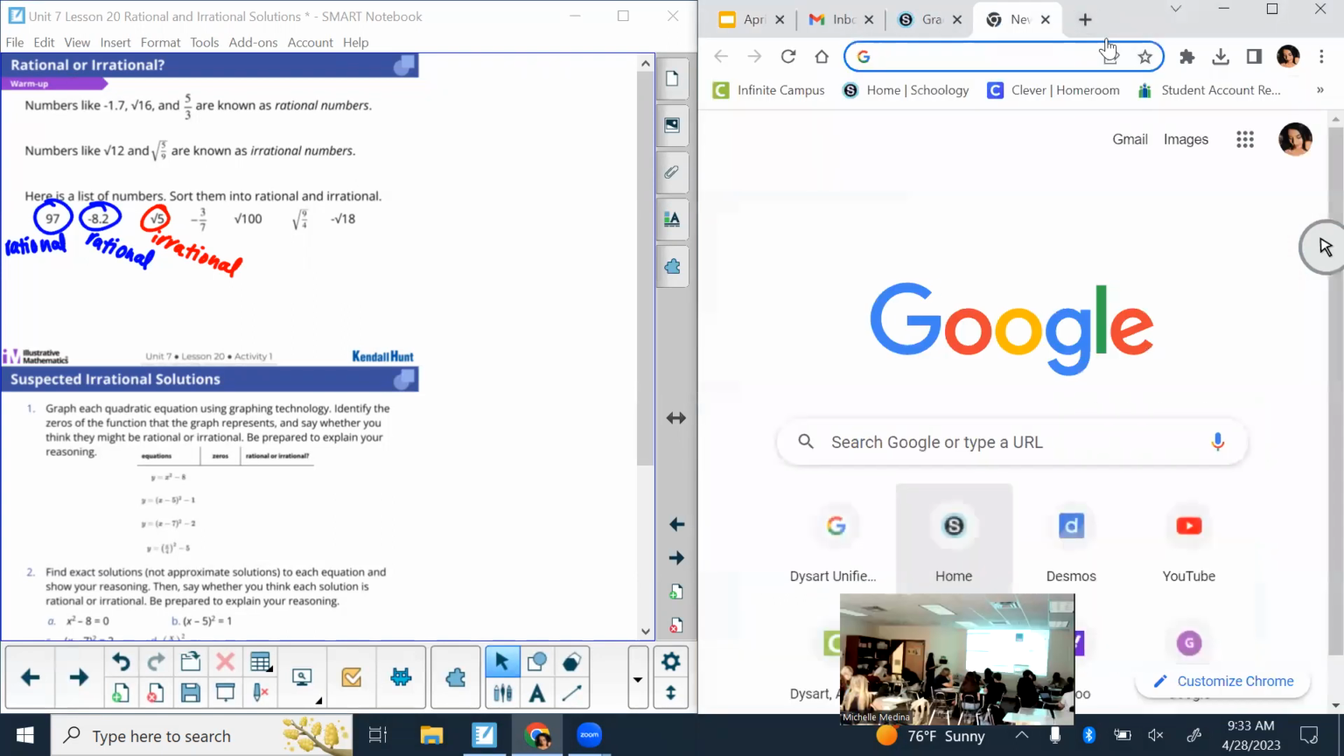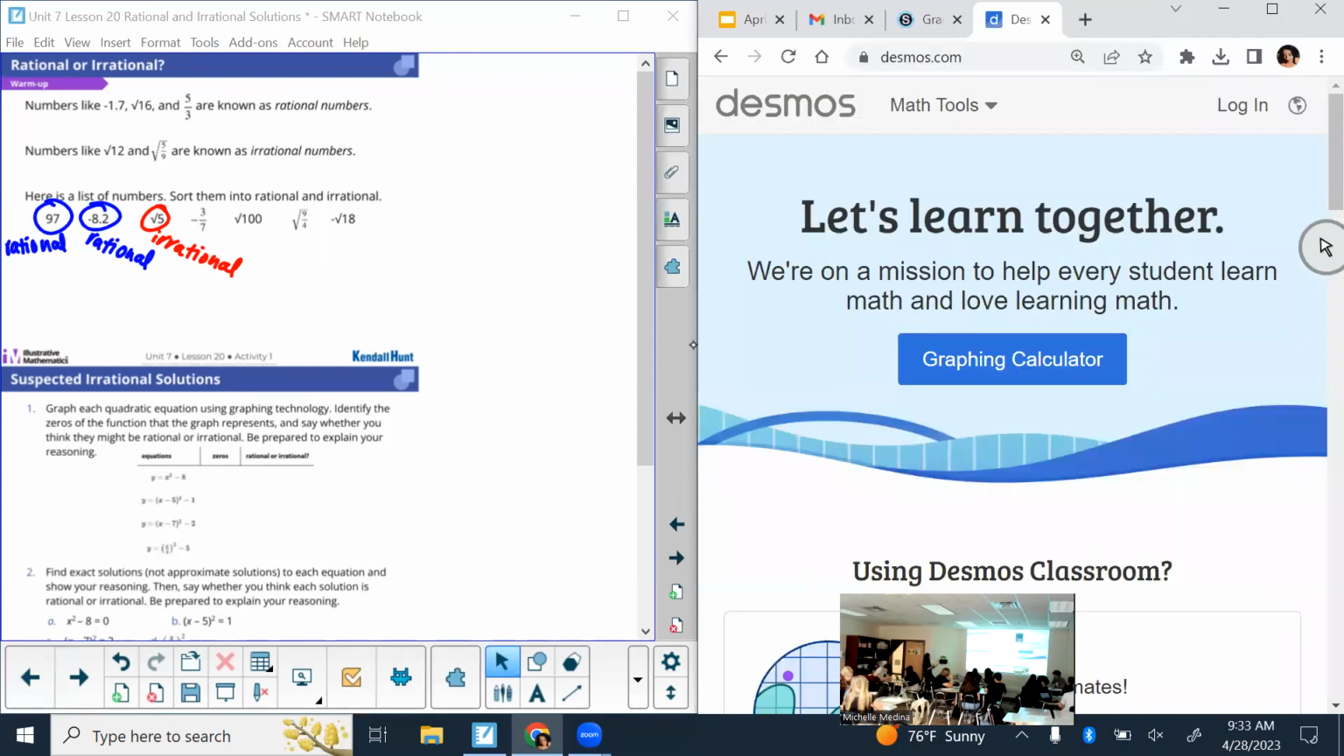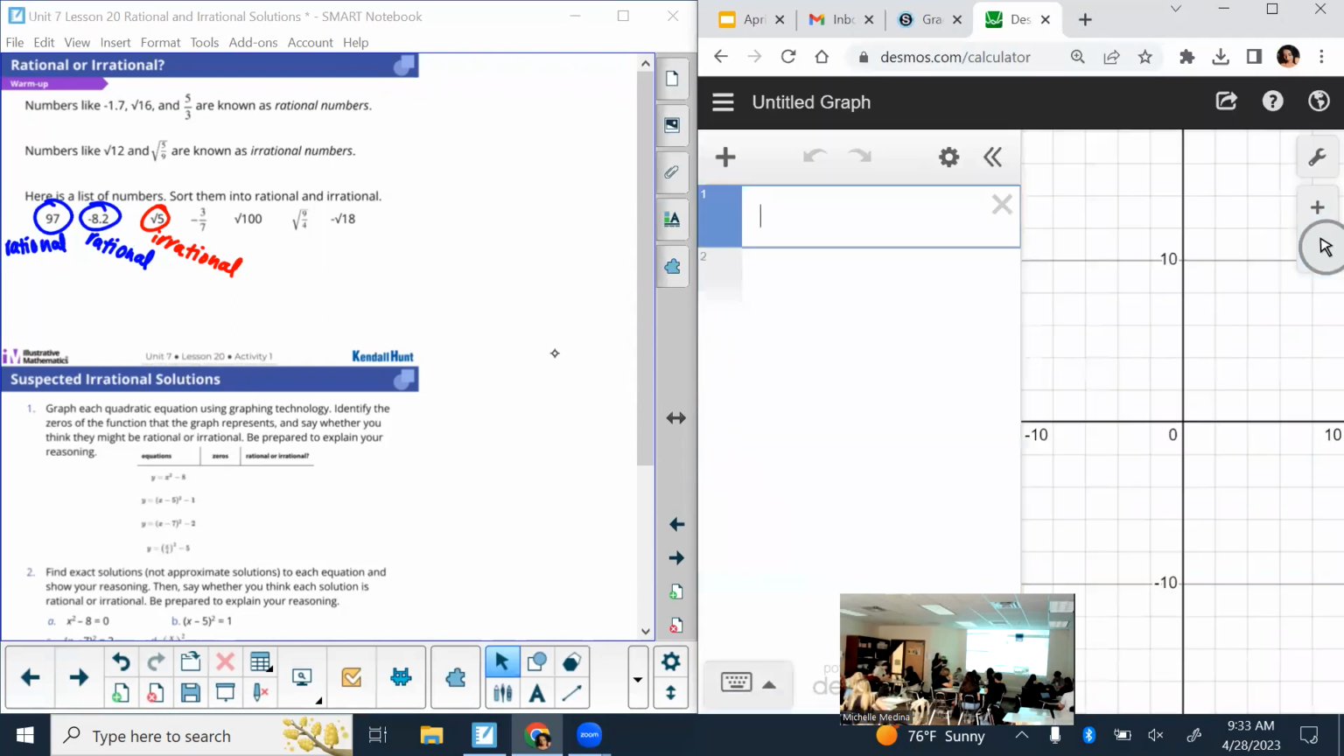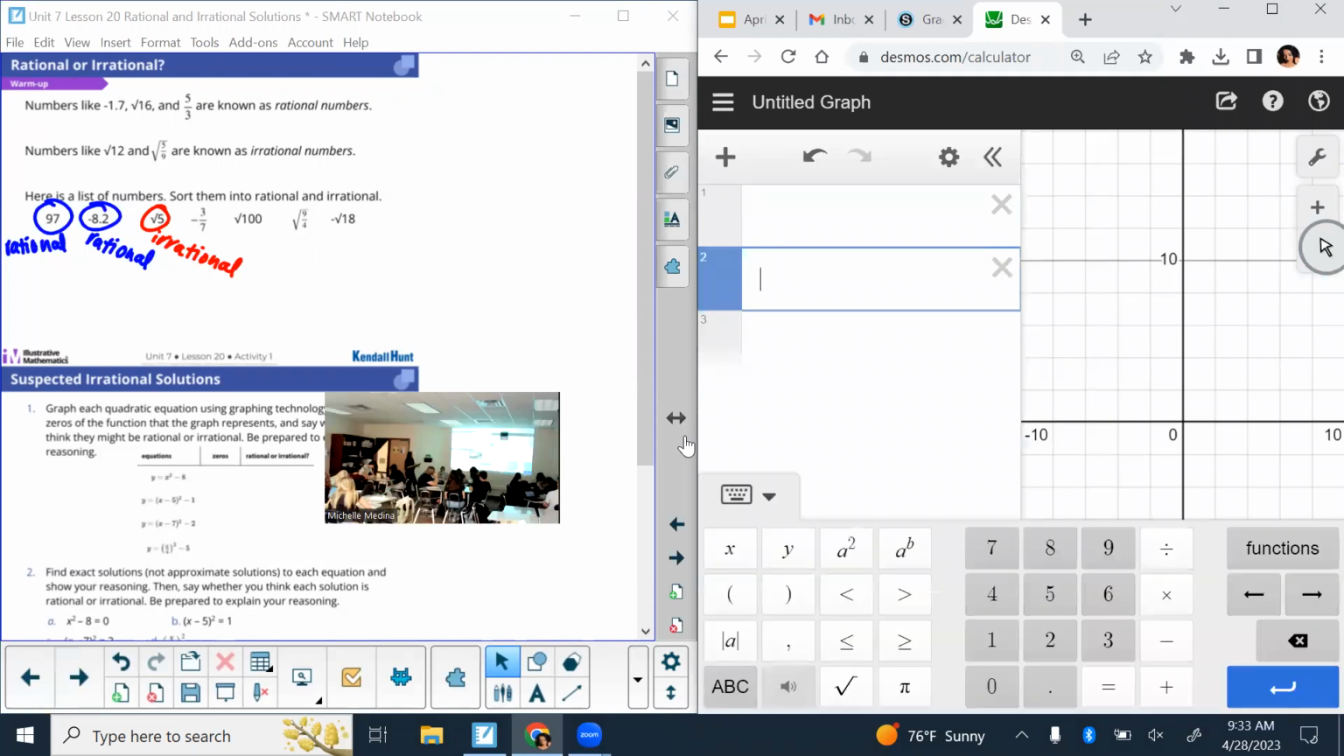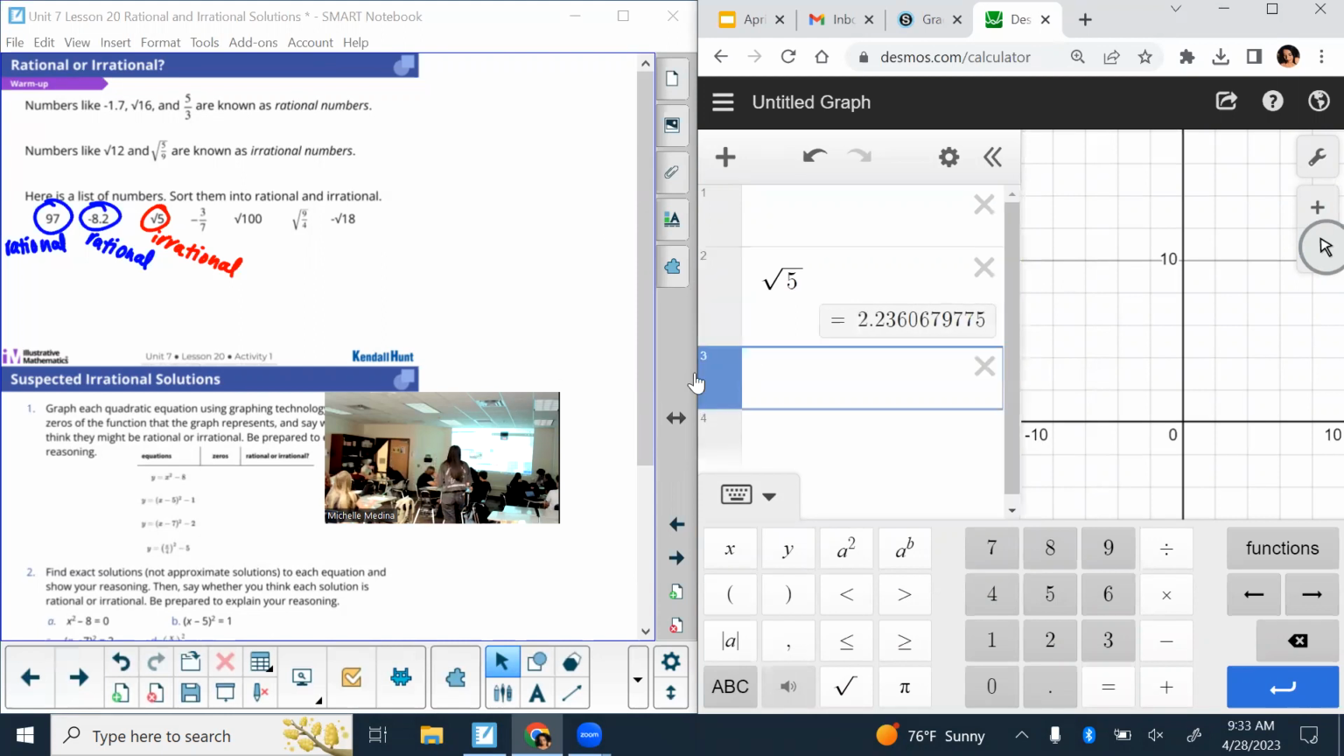So the easiest way, I think, to identify these as rational or irrational, I know that irrational would be a decimal that goes on forever without repeating. Right? It goes on forever and it doesn't repeat. Just like how pi is a decimal that goes on forever without repeating. That one's also irrational. So if it's not a decimal that goes on forever without repeating, then it's rational.